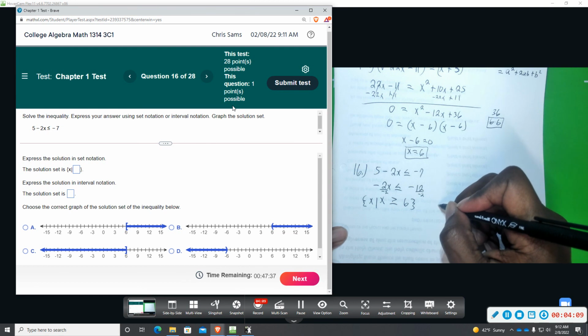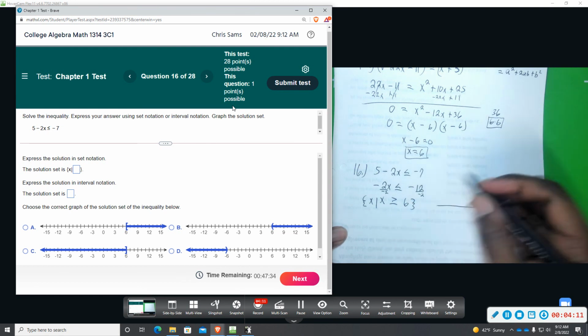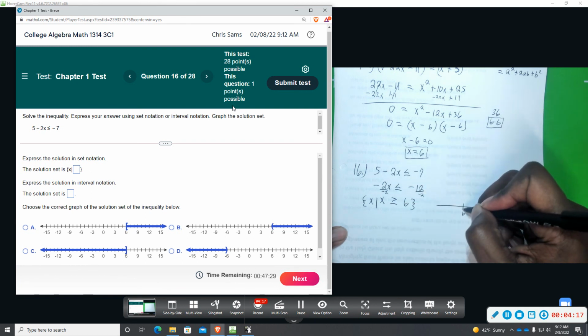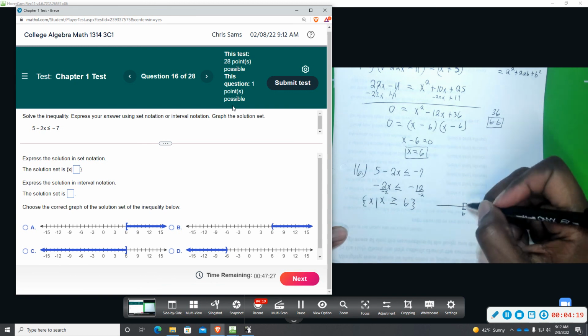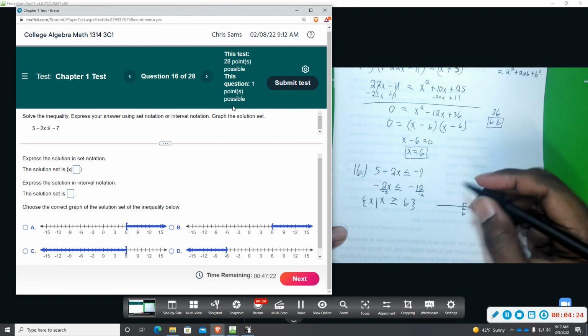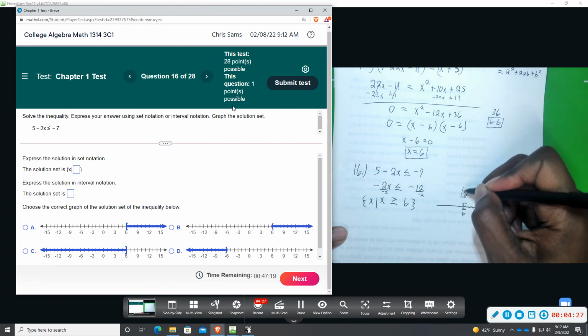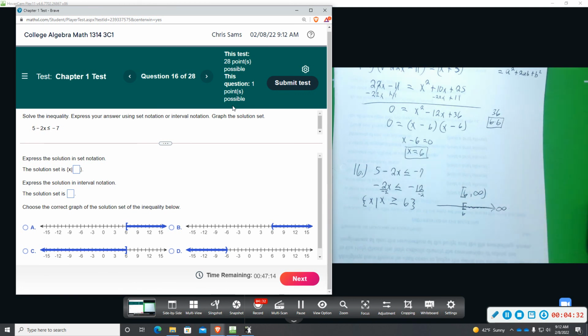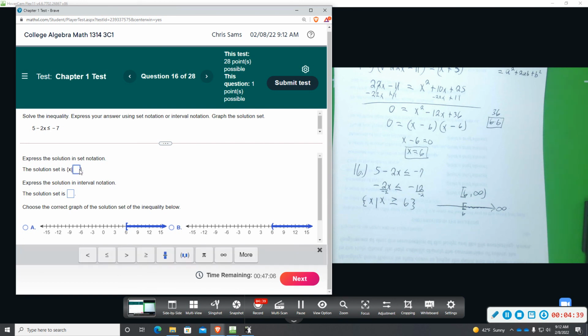If we do it on a number line, since my variable is on the left-hand side, I have 6. Equal to means bracket, and I know it's pointing that way, so we're going to the right, all the way to positive infinity. That is my interval notation: 6 bracket to positive infinity parentheses. And that's also my number line. So we got all the different representations. And that's what we want here. So we have the set of x such that x is greater than or equal to 6.